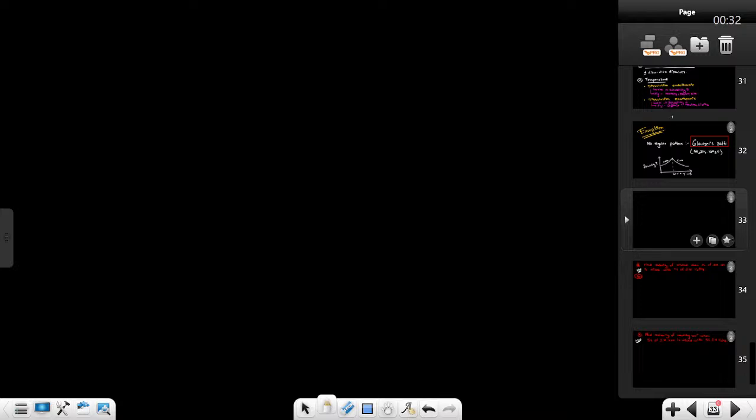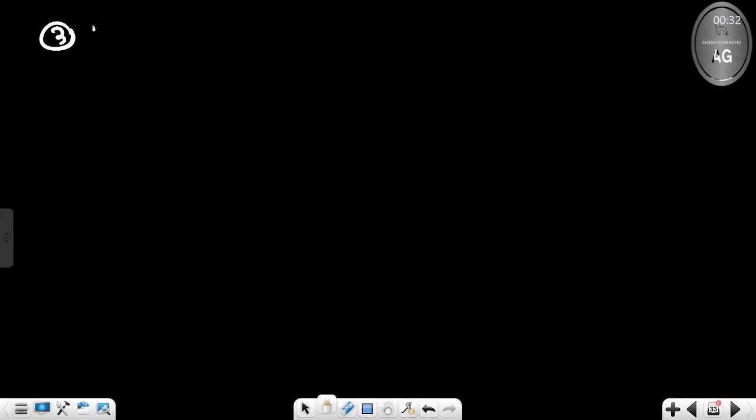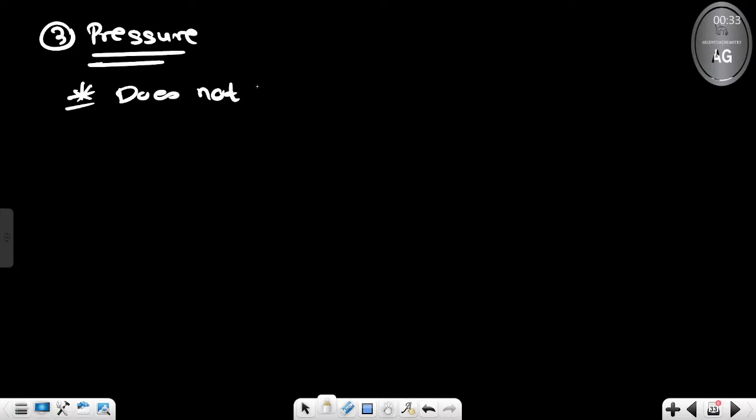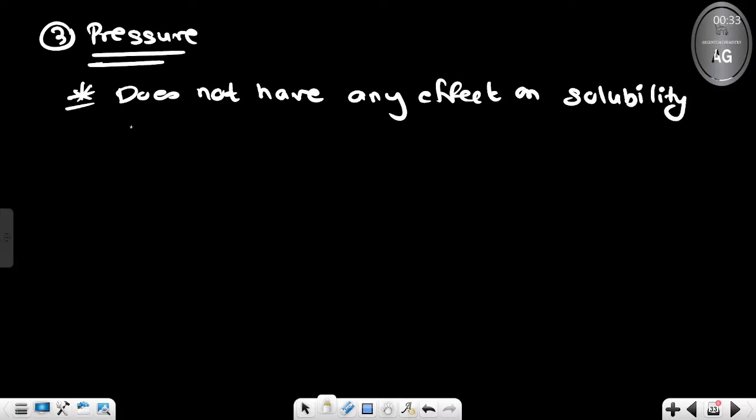One more factor, number 3, that is pressure. Remember that pressure does not have any effect on solubility of solids in liquid. Next time, pressure will play a very important role, and that will come as Henry's law. So here in solids it has no effect, but next it will be very important.